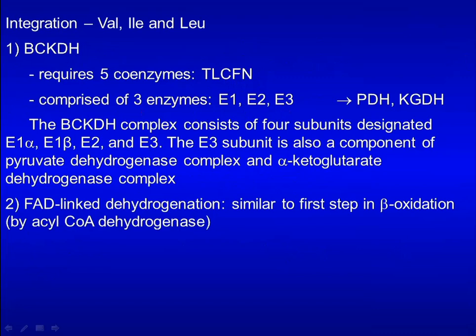E1 is comprised of 2 subunits, E1 alpha and E1 beta. The E3 subunit is also a component of pyruvate dehydrogenase complex and alpha-ketoglutarate dehydrogenase complex. FAD-linked dehydrogenation is similar to the first step in beta oxidation, catalyzed by acyl-CoA dehydrogenase.